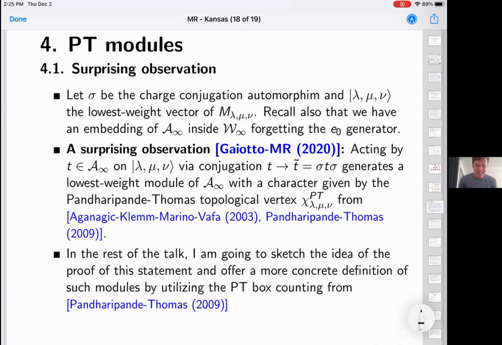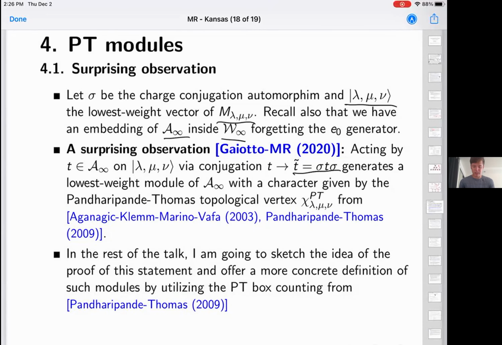So continue asking. Let me recall that we had the charge conjugation automorphism, sigma, and let me also label by this notation lambda mu nu the lowest weight vector of the module M lambda mu nu. Recall also that we had an embedding of this A infinity in W infinity for getting the generator E0. The surprising observation, which was quite surprising for us actually, is that acting by the generators of this A infinity subalgebra on the lowest weight state lambda mu nu via conjugation generates a lowest weight module of A infinity. And it turns out that the character of this module is given by the Pandharipande-Thomas topological vertex.